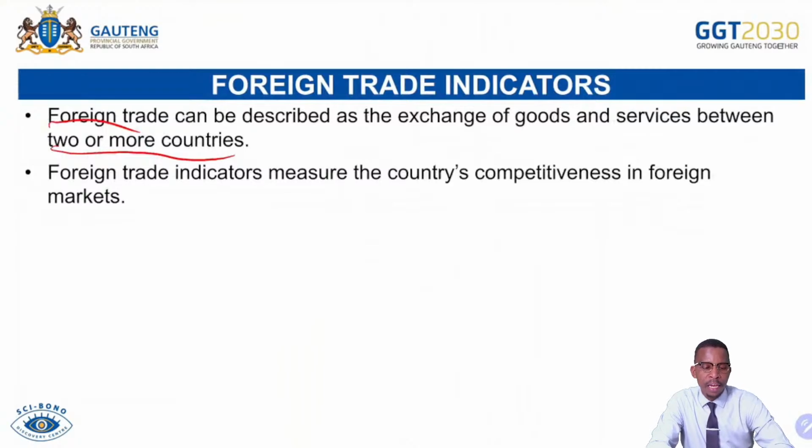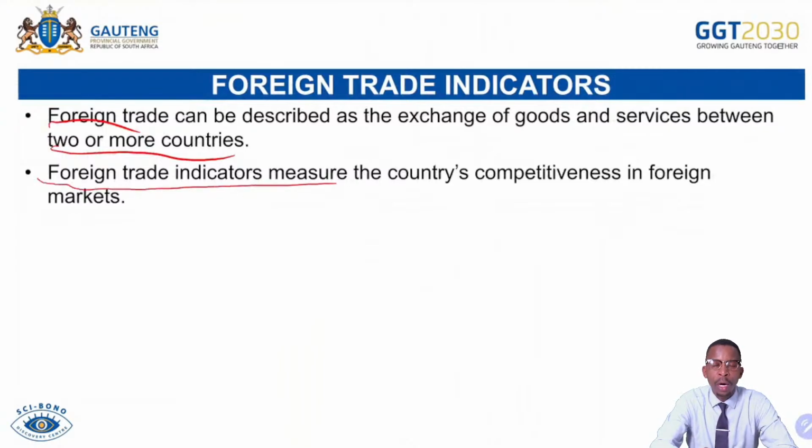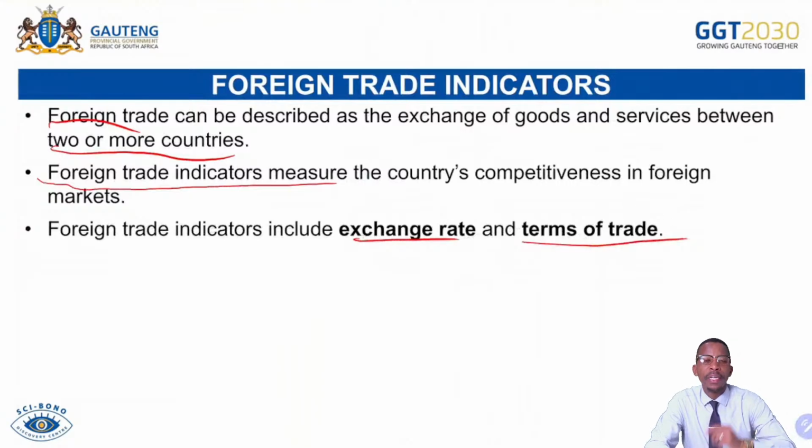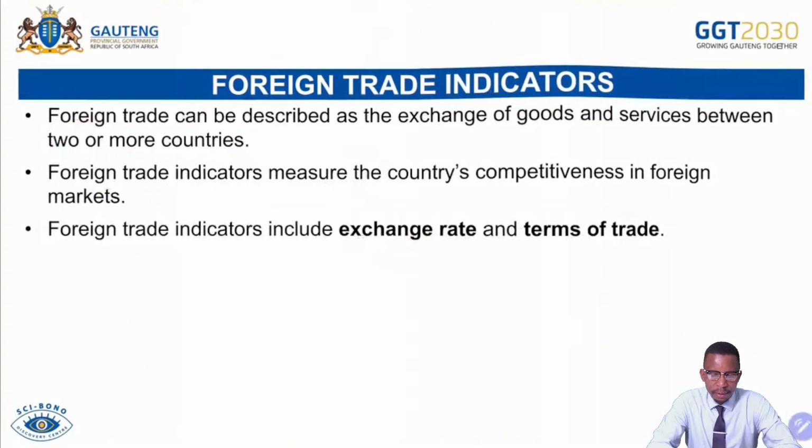So if ever these indicators are doing very well, that means the country is more competitive in the global market. If ever the country's economy is not doing well abroad, that will mean these indicators are also doing bad. Foreign trade indicators include the exchange rate as well as terms of trade. Remember, the exchange rate is the value of one country's currency in relation or compared to another country's currency, while terms of trade refers to the index of export prices to the index of import prices.